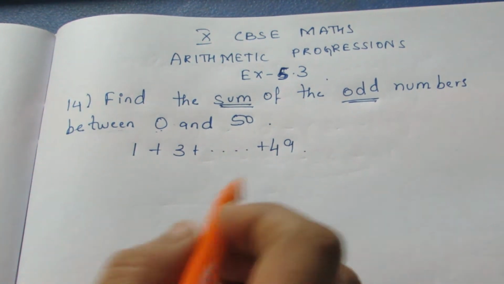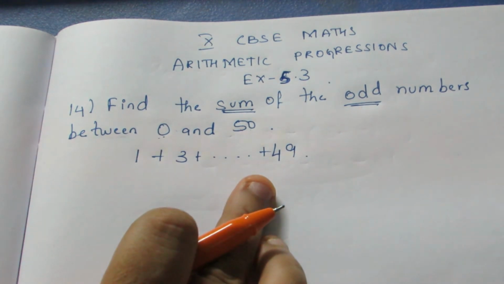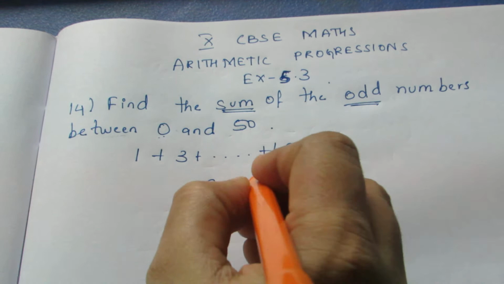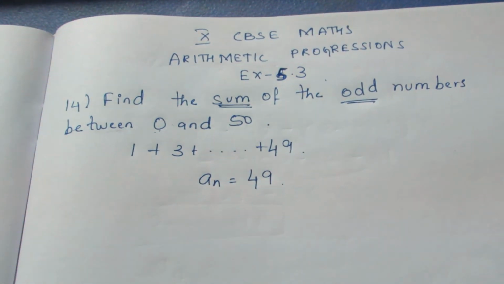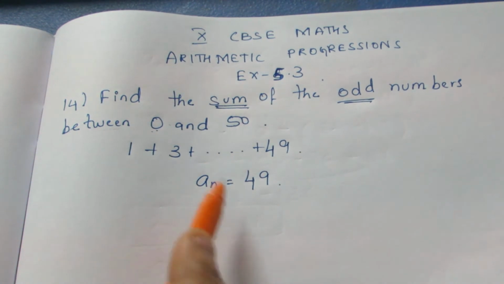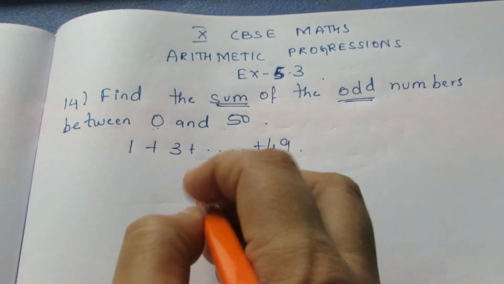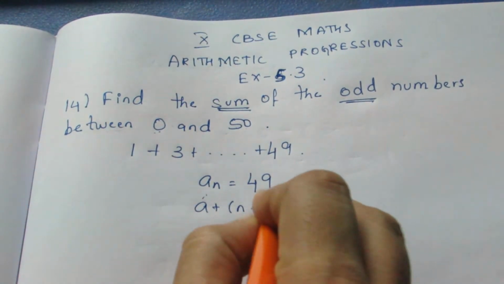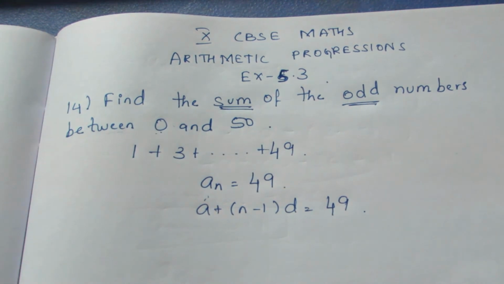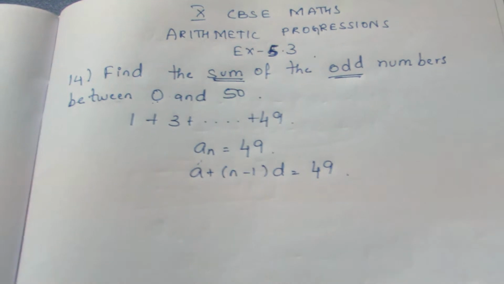So I want the sum of this. For that we need to find n. We don't know how many odd numbers are here. For finding n, just write the last number as an. If we know the last number, then we can find the number of terms. Here substitute the formula a plus n minus 1 into d equal to an. And always remember, if you don't know n, let the last number be equal to your an. We can find n.